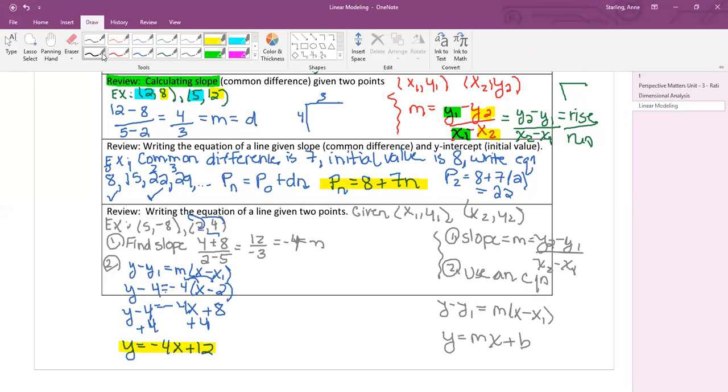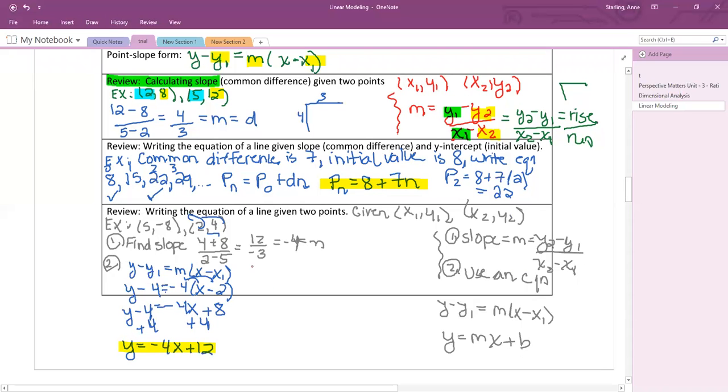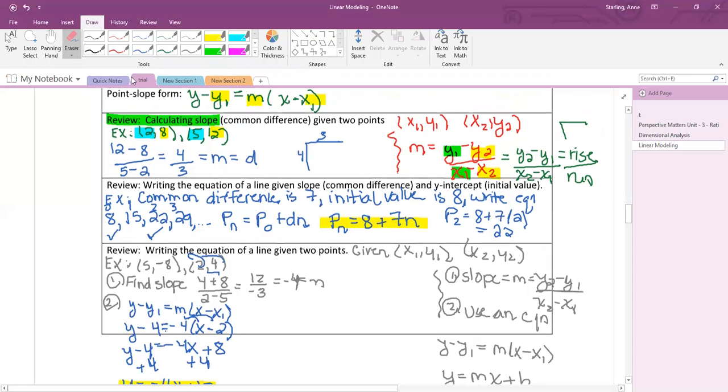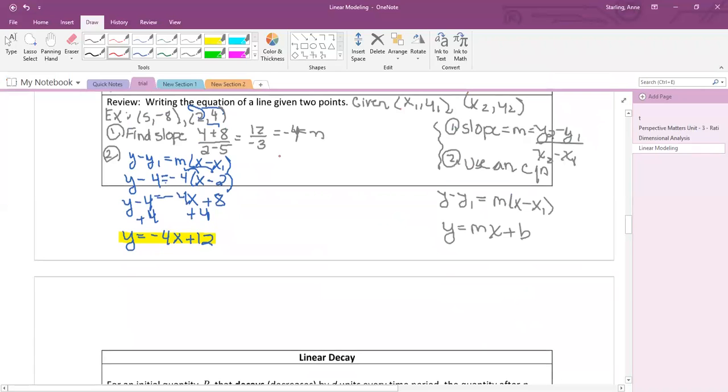Now, if I'm going to try it with the other one, which is the y equals mx plus b, I could do that too. So what I'm going to do with that is y equals mx plus b. So let's think back for a second. I don't have b. Okay. So I'm doing y equals mx plus b. So I'm going to pick a point again and plug it in for x and y and solve for b.